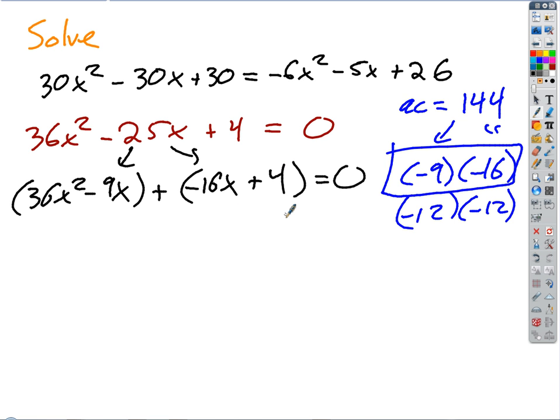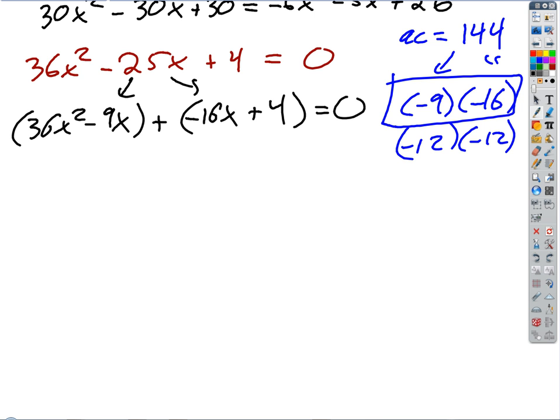Good. All right, so now we've got this thing split into two groups. We know the pattern is going to work. If you can find magic numbers, you're guaranteed that A times C, then split B, will work. If you can find magic numbers that multiply to AC and add to B, this will always work. And the other nice thing is, if you can't find magic numbers, don't bother, it won't factor.